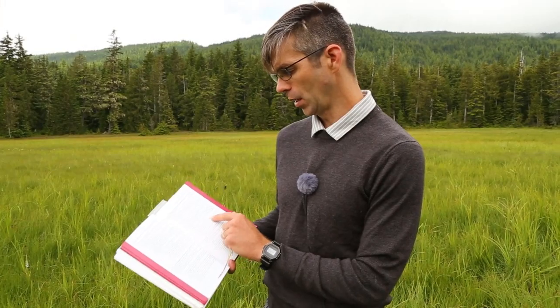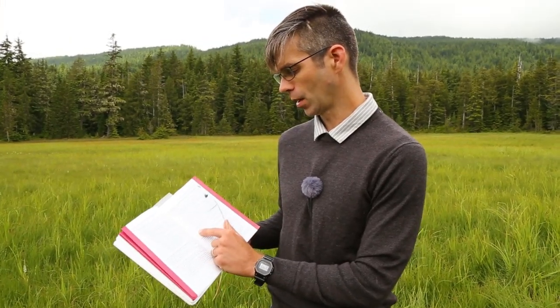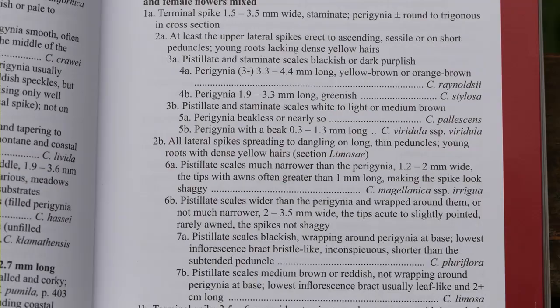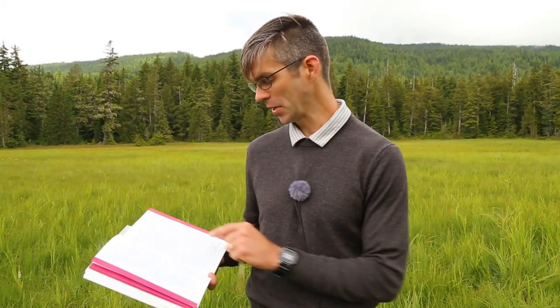We go with 6B, and under 6B are 7A and 7B. Pistillate scales, blackish, wrapping around the perigynia at base, or 7B, pistillate scales, medium brown or reddish, not wrapping around the perigynia at the base. And since they're wrapping around the perigynia at the base, we know it is Carex pluriflora.